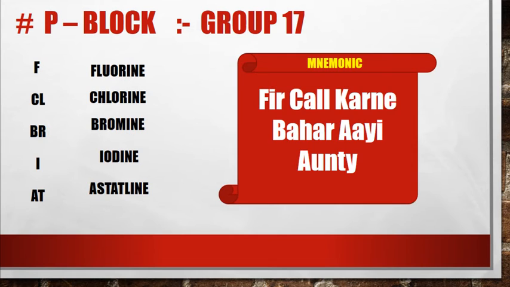Now we will talk about group 17 which also belongs to P block, and it contains fluorine, chlorine, bromine, iodine, astatine, and we can learn them by Fir Call Karne Bahar Aayi Aunty. Fir stands for fluorine, Call stands for chlorine, Karne stands for nothing, Bahar stands for bromine, Aayi stands for iodine, Aunty stands for astatine.